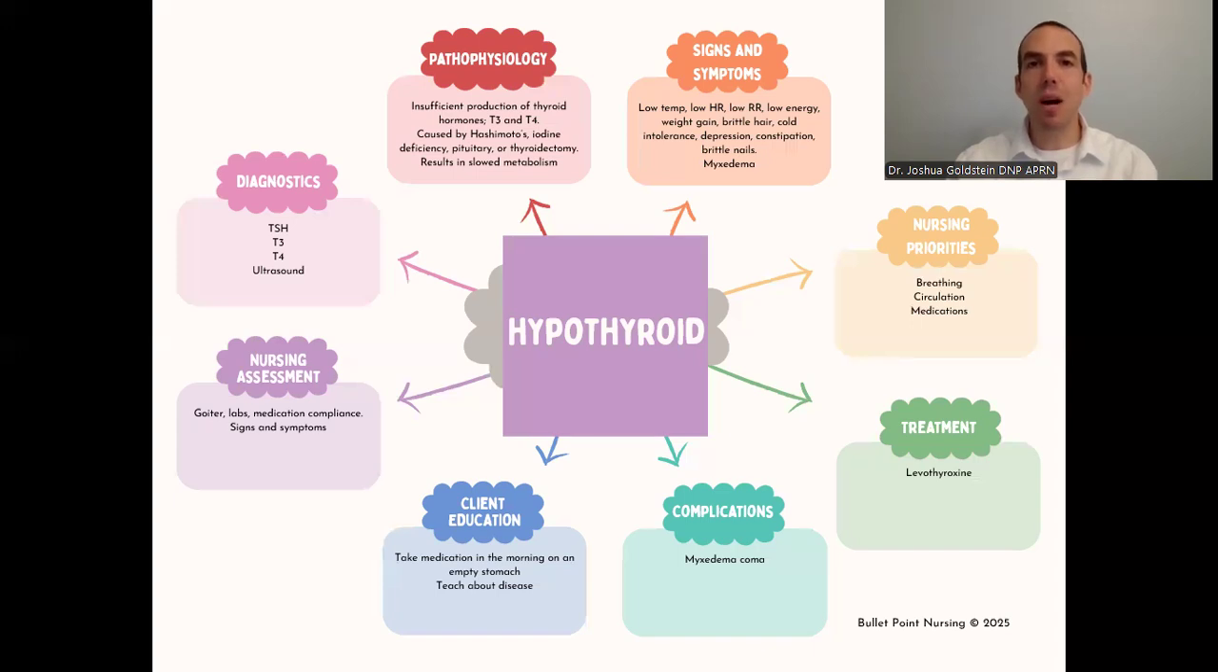What does that slow metabolic rate mean? It means the patient's going to have a low body temperature, a low heart rate, low respirations, low energy level. They're going to have an increase in their weight. They're going to have brittle hair. They're going to have cold intolerance. They may have depression and chronic fatigue. They may have constipation and brittle nails. So lots of different symptoms that the patients can have.